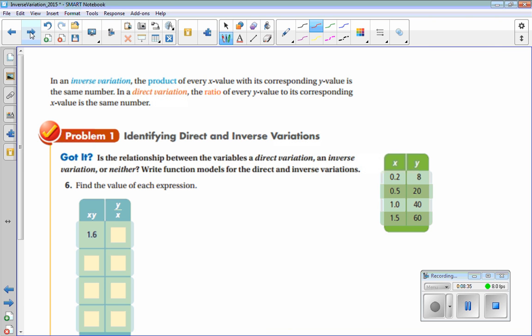Okay. So let's look at an example here, okay, and decide, is this an inverse variation or a direct variation? So let's look here. What's happening to the x? Is x increasing or is x decreasing? It's going up. Would you agree with that? So as x increases, what's happening to y? It's also increasing, isn't it? So that's going to be possibly a direct. It's definitely not inverse. Would you agree with that? Okay, good.